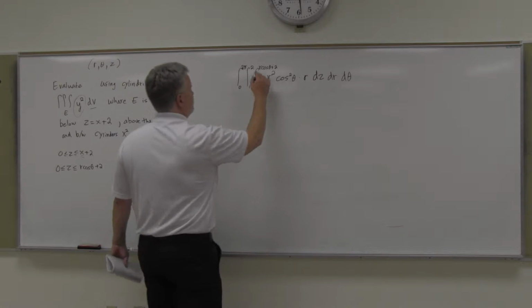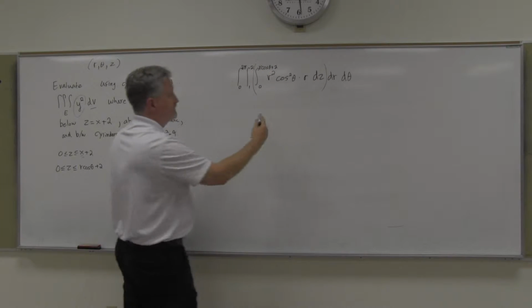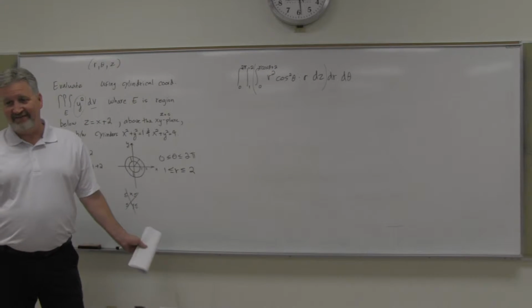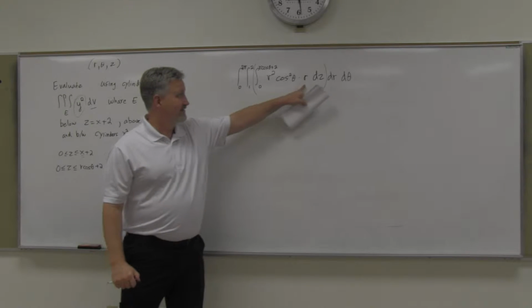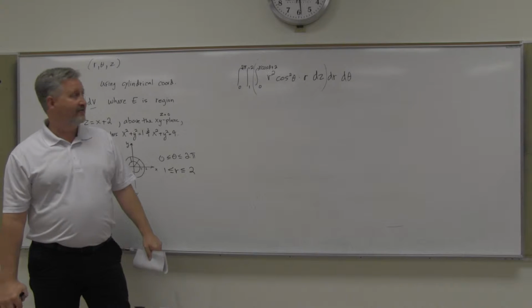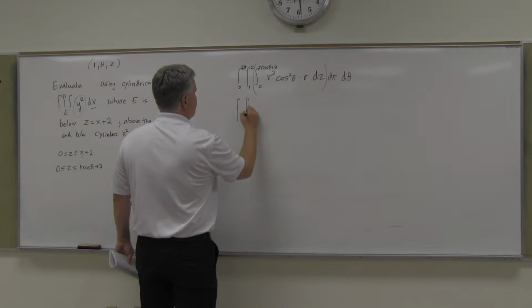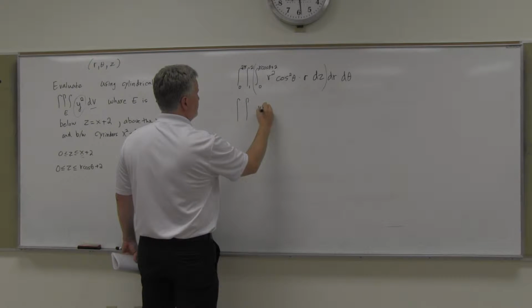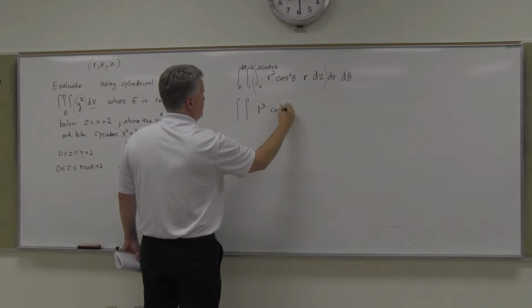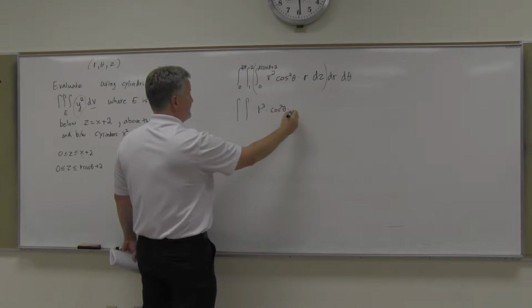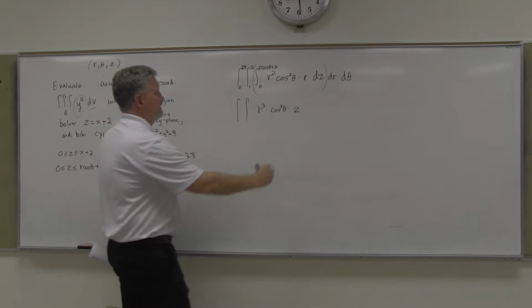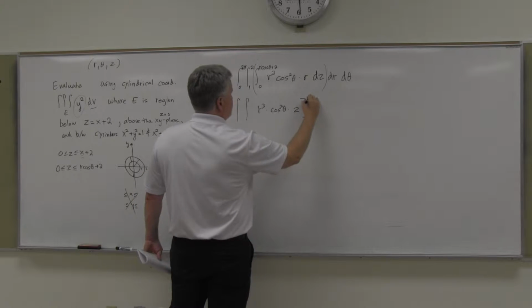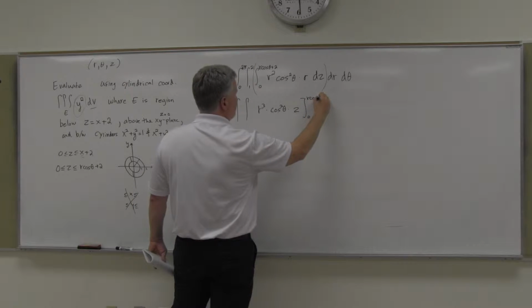Start with the z's. Good news is, starting off anyway, there is no z to contend with there, and so the integral of that will just be r cubed cosine squared theta. But those are just constants, and so the antiderivative is just z. Then we have to plug in the z, 0 to r cosine theta plus 2.